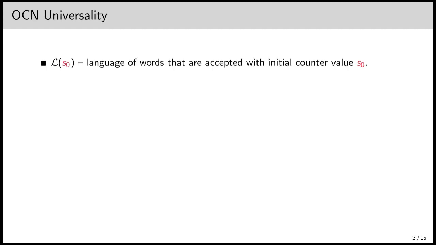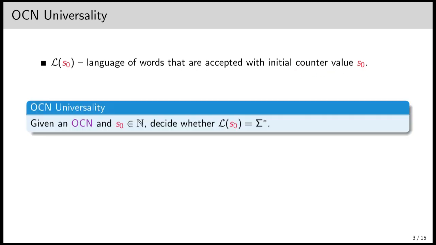Now, given an OCN and an initial counter value S0, we define LS0 to be the language of words that are accepted with the initial counter value S0. Then, the vanilla universality problem is to decide, given an OCN and S0, whether LS0 is sigma star, that is, whether every word is accepted from the initial counter value S0. This is a fairly well-known problem. We'll elaborate a bit more about it in the next slide.